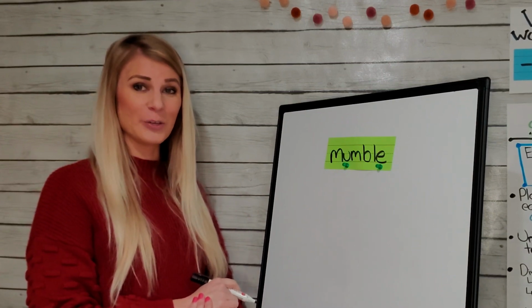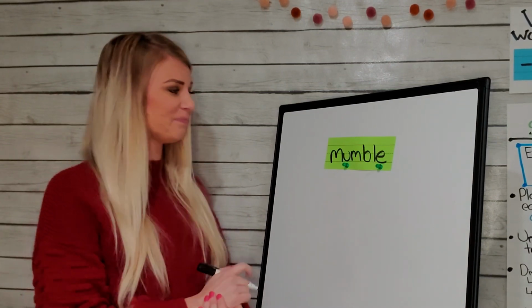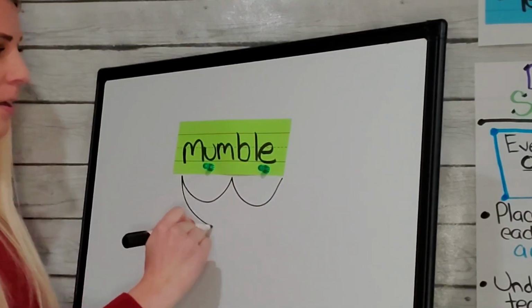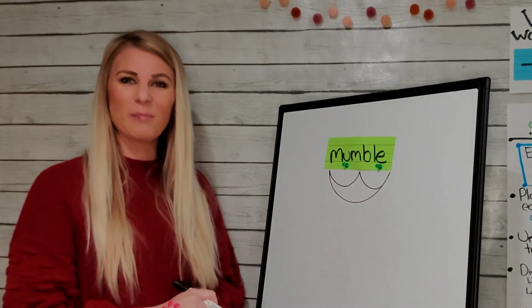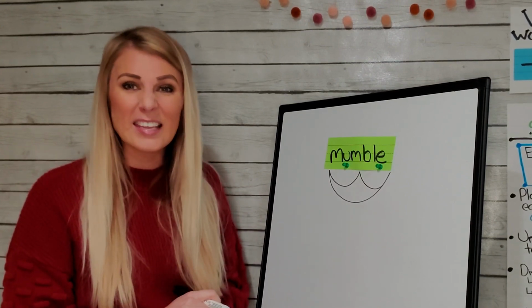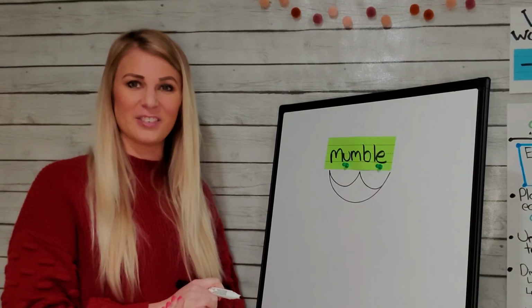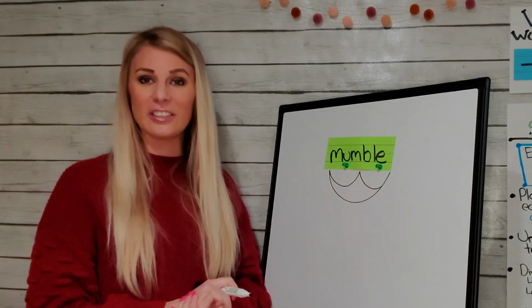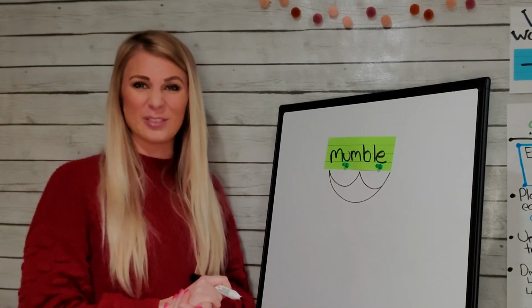Will you get ready to loop and swoop this word with me so we can read it? Here we go. Mumble. Mumble. This word is mumble. I've heard that word before. Mumble means to talk so quietly that somebody can't understand you. Readers, you did a fantastic job reading these consonant LE words with me. I can't wait to do some more work with you.